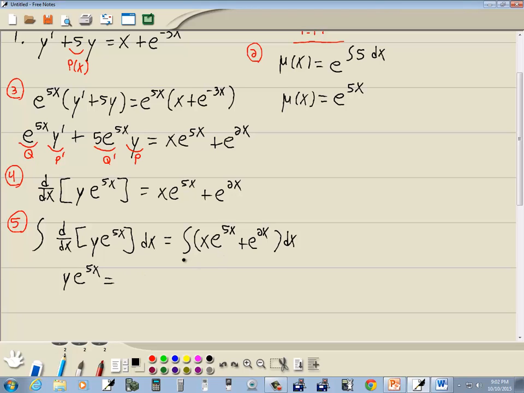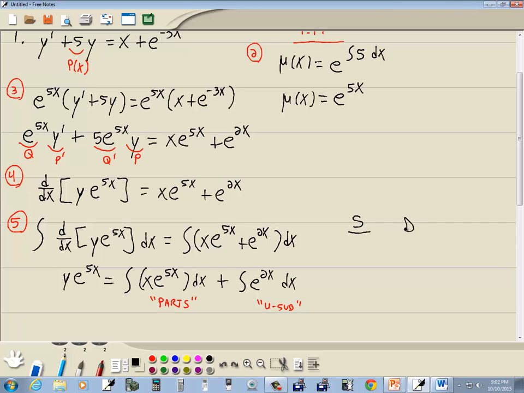Now on this side I'm going to split this up. So I got the integral of x e to the 5x dx plus the integral of e to the 2x dx. Well, this one right here is going to be by parts, and this one will just be using our normal u substitution. Let's look at parts first.